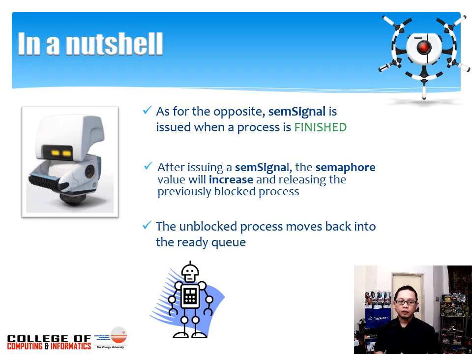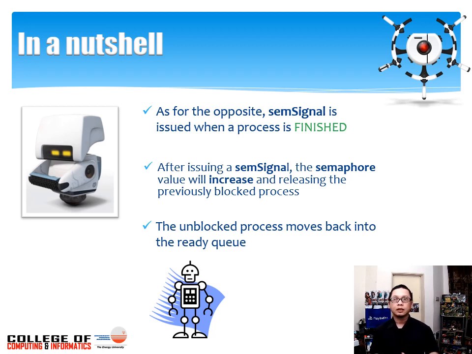On the other hand, if a process issues a SAM signal, it simply means that, alright, I have finished, I will not need to use this resource, so I will return back this resource. So this will cause the semaphore value to increase. So when enough increase in value of the semaphore until the semaphore becomes 0 or more, then the previously blocked process will be released. It simply means that, okay, you have enough resource to use, so because you are waiting previously for this resource to be available, now it's time for you to be running next.